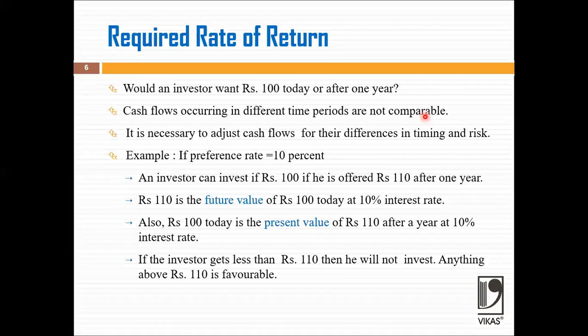The rupees 110 is the future value of rupees 100 today at 10% interest. Also, rupees 100 today is the present value of 110 after 1 year at 10% interest. If the investor gets less than 110, he will not invest. Anything above 110 is favorable, right?